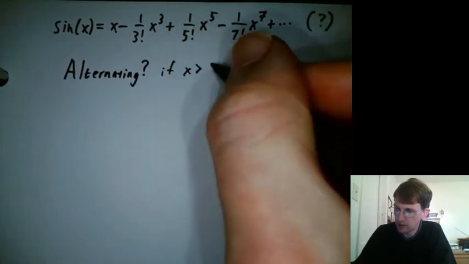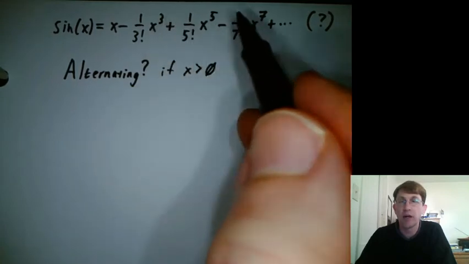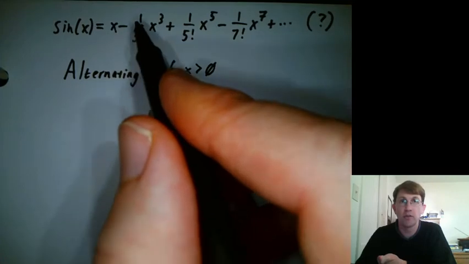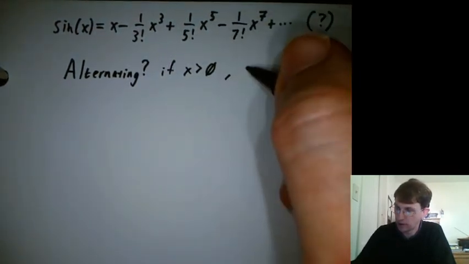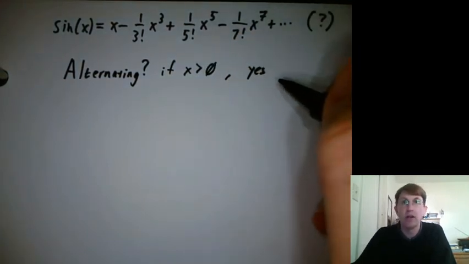So if x is greater than 0, then all these x terms are positive, and so none of the signs change. We just still have the positive term here, negative, positive, negative. So yes, it's alternating if the x values are greater than 0.